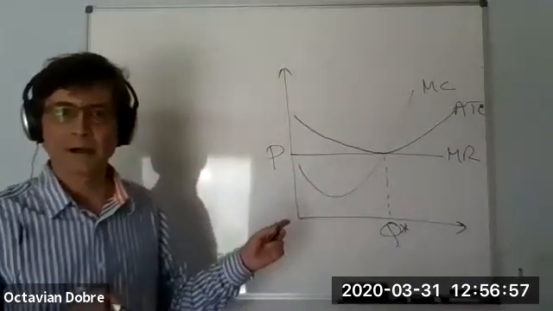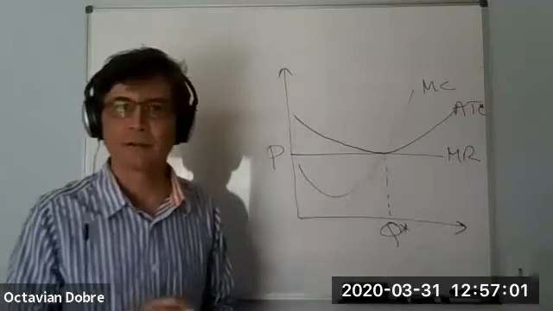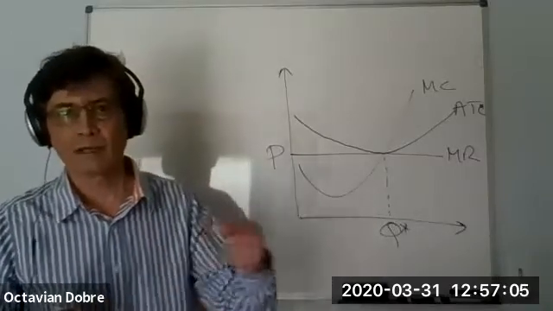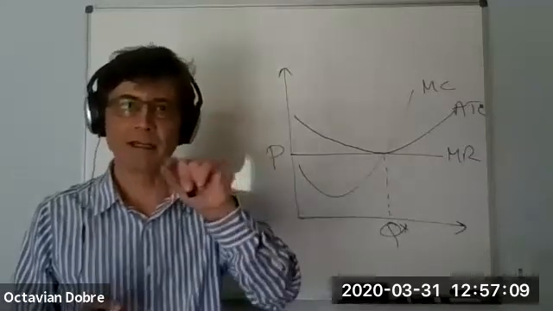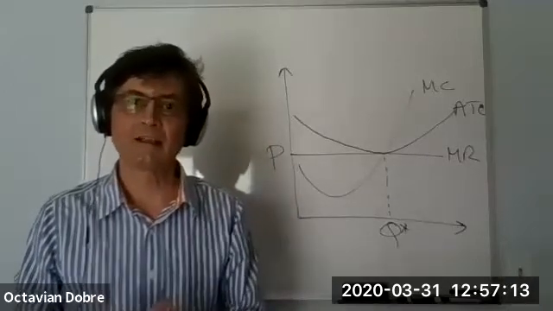What are we making here? Price is the same as the average cost of a unit. We are making zero economic profit. We're selling each unit for $10 and each unit has an average cost of $10. We're making zero economic profit.